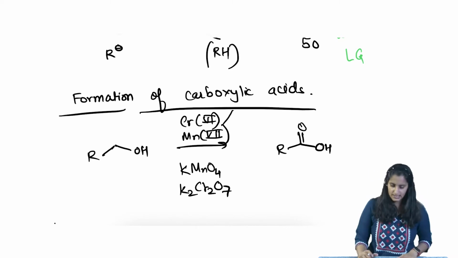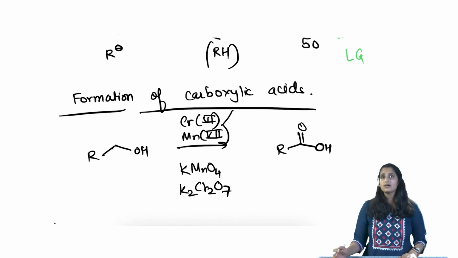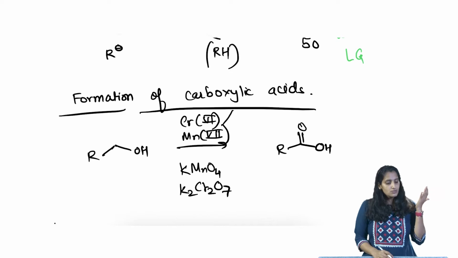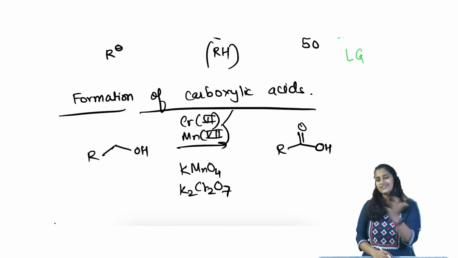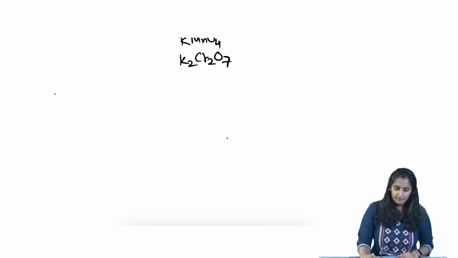to form carboxylic acids. Secondary alcohols will oxidize only up to ketones and will not form carboxylic acids at the end, and also tertiary alcohols will not oxidize at all. So, that is the reason.